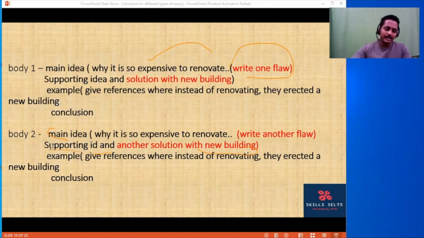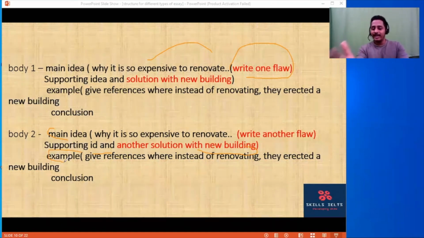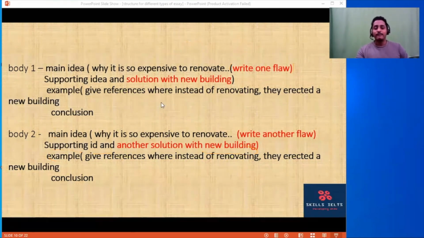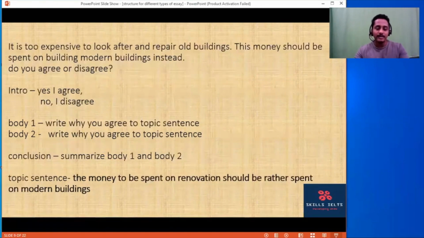For example, in the London Museum, they thought of renovating, but later they did not renovate; rather they built a new building which cost so much less. Therefore it is very wise to spend your money on building new ones rather than taking care of or repairing the older ones. That's how it should be. Here I'm giving a comparison. I think someone the other day asked me, I'm not sure who, when to compare. This is the question where you compare, and every question is different.